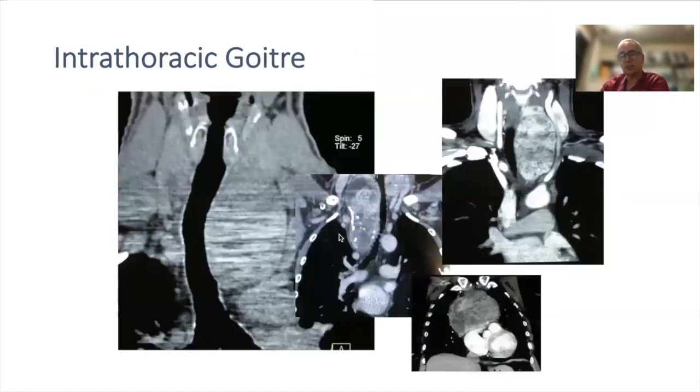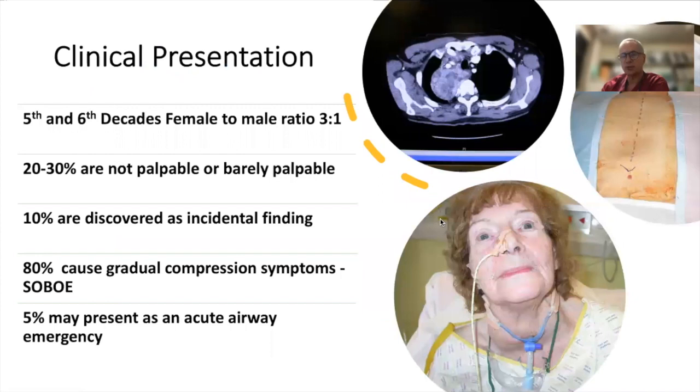So you can see here different examples of this. This is a typical retrosternal goiter. We can see the different sizes and shapes, so there is a spectrum of conditions.